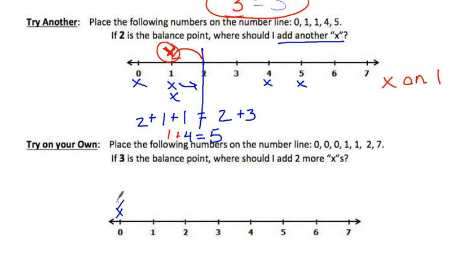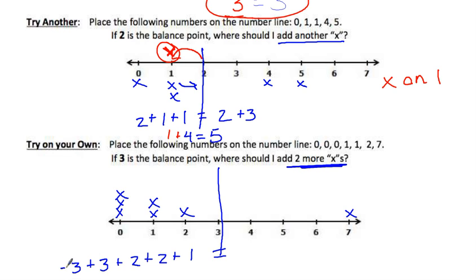So if we set this up, we need to add 2 more x's in this one, and I want the balance point to be 3, so that's where I want it to equal. 2 is 1 space away, 1 is 2 spaces away, and there's 2 of them, and 0 is 3 spaces away, and there's 3 of them. 7 is 1, 2, 3, 4 spaces away. If I add all of this up, it actually comes out to be 14 on this side equals 4. So I need to add 10 spaces, but I need to add 2 x's.